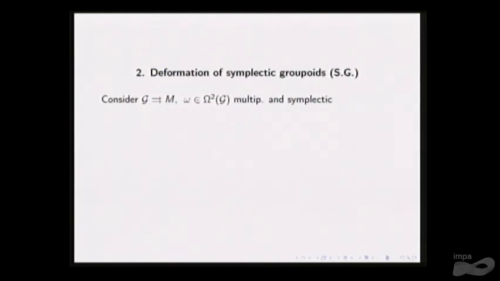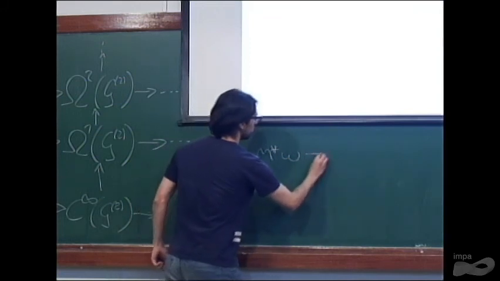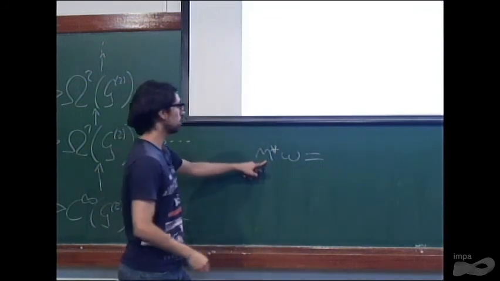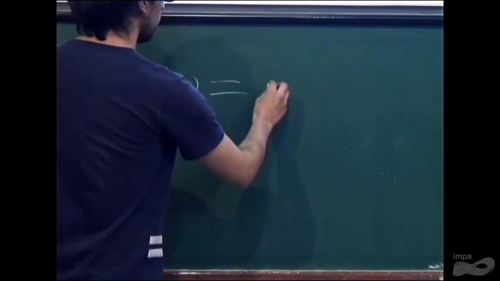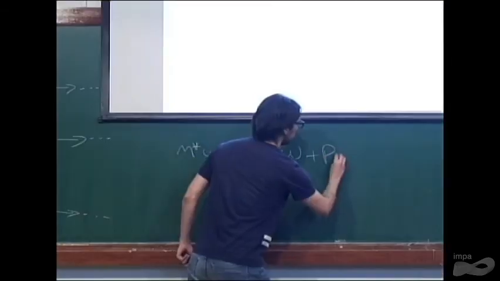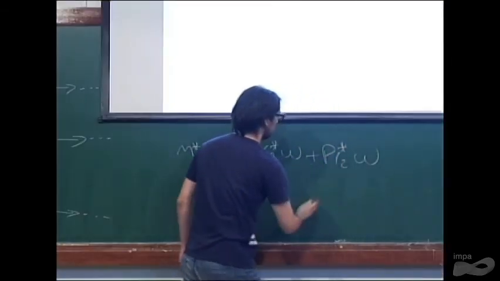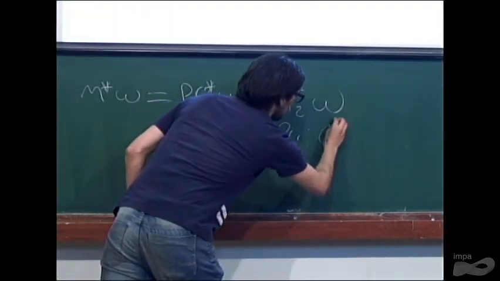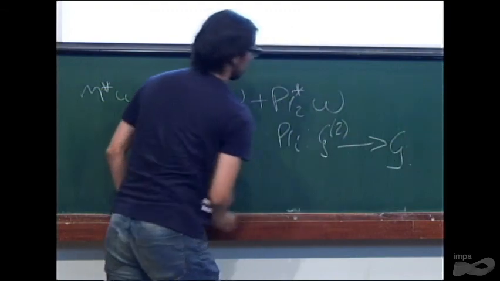So, consider the groupoid G and ω a multiplicative symplectic form on the groupoid, such that the pair (G, ω) is a symplectic groupoid. Remember that to say that ω is multiplicative means that it satisfies this equation here. Here m is the multiplication of the groupoid, and you take the pullback by the multiplication, and this is equal to the pullback by the projection 1 plus the pullback by the projection 2 of the form, where these are the projections.